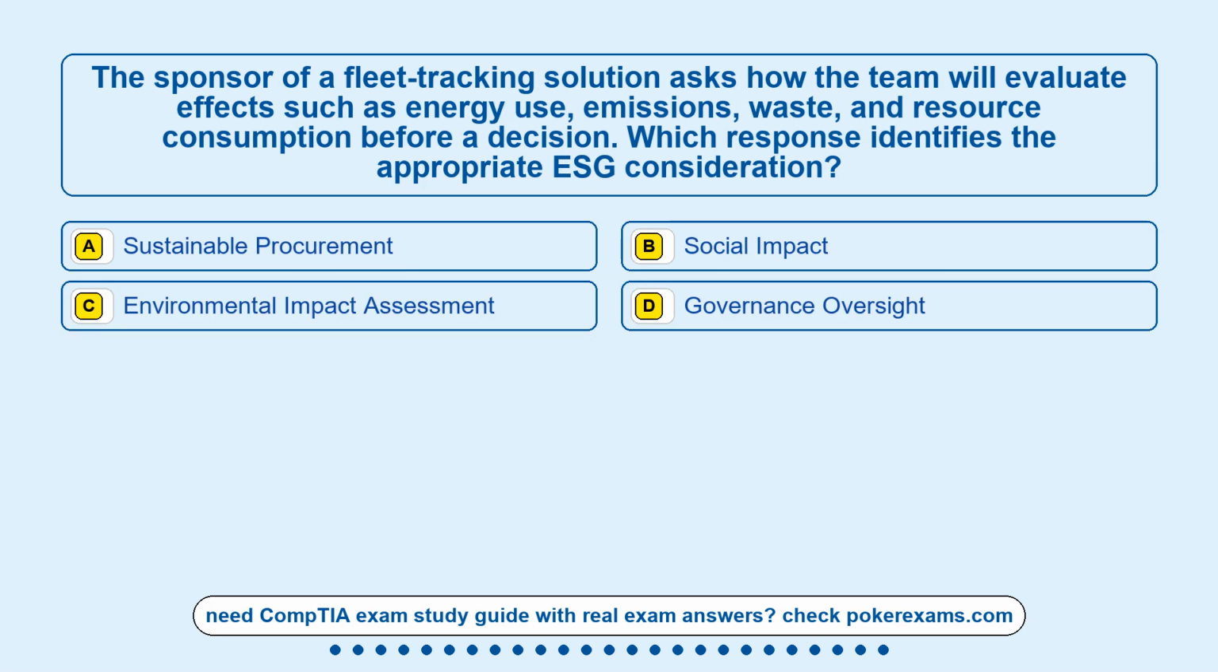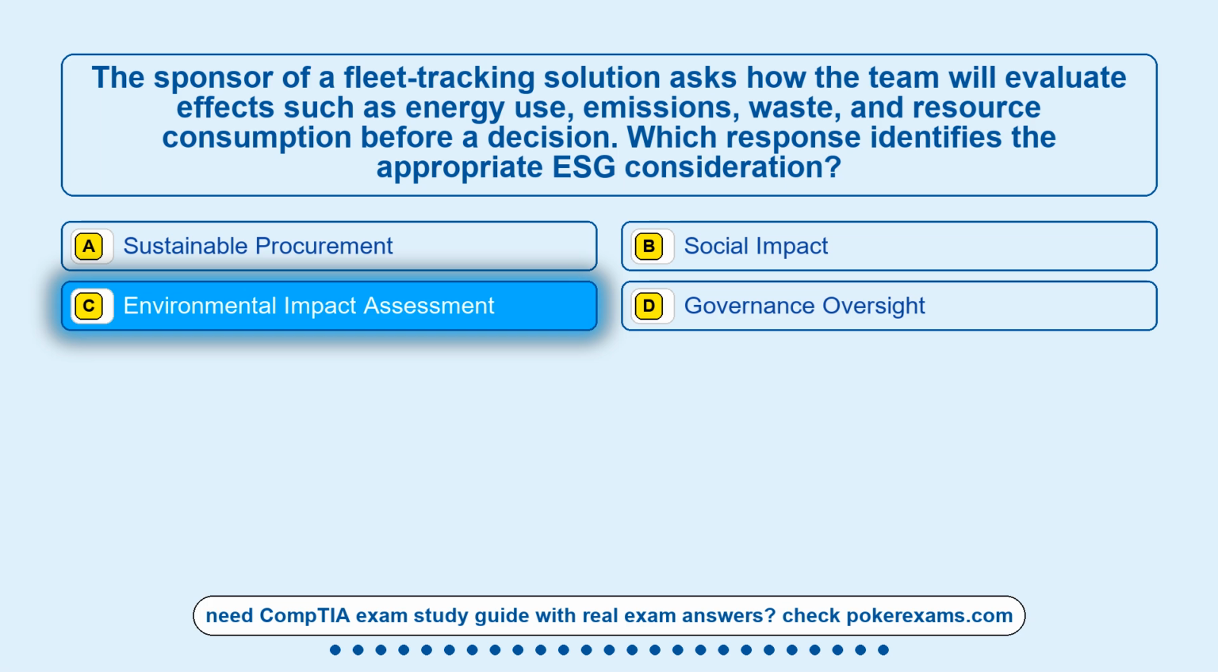Question 17. The sponsor of a fleet tracking solution asks how the team will evaluate effects such as energy use, emissions, waste, and resource consumption before a decision. Which response identifies the appropriate ESG consideration? Option A, sustainable procurement. Option B, social impact. Option C, environmental impact assessment. Option D, governance oversight. The correct answer is option C, environmental impact assessment.